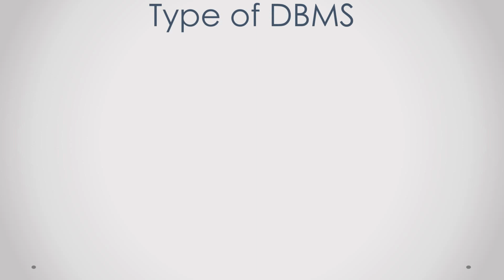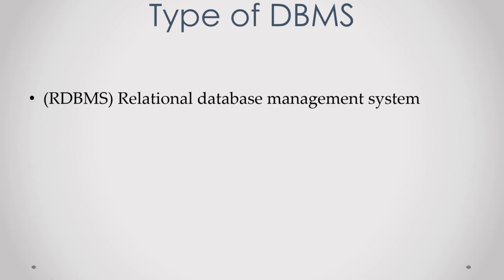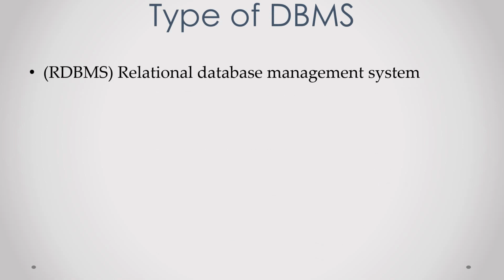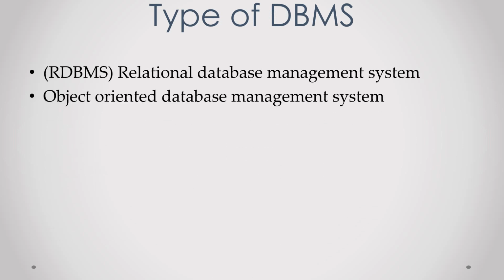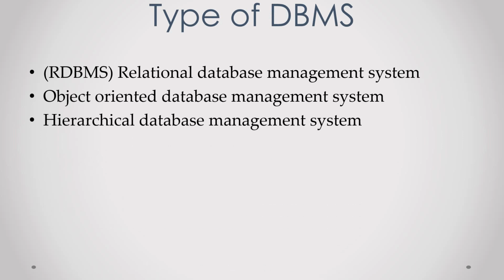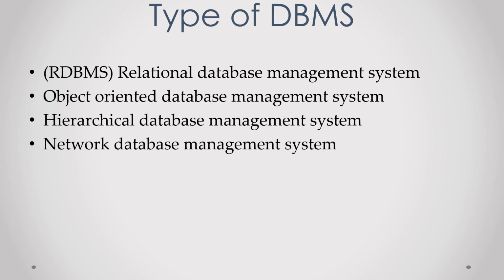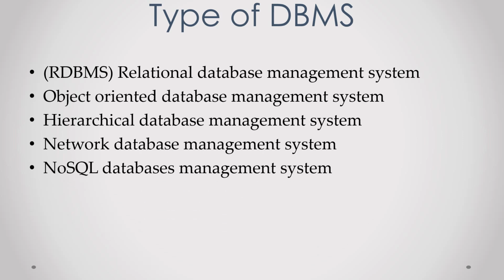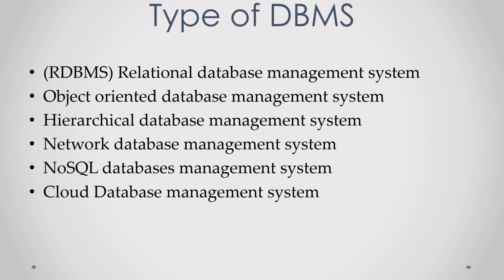There are different types of database management systems, like RDBMS, Relational Database Management System, Object-Oriented Database Management System, Hierarchical Database Management System, Network Database Management System, NoSQL Database Management System, Cloud Database Management System, and so on. The RDBMS is the most popular and commonly used database management system.